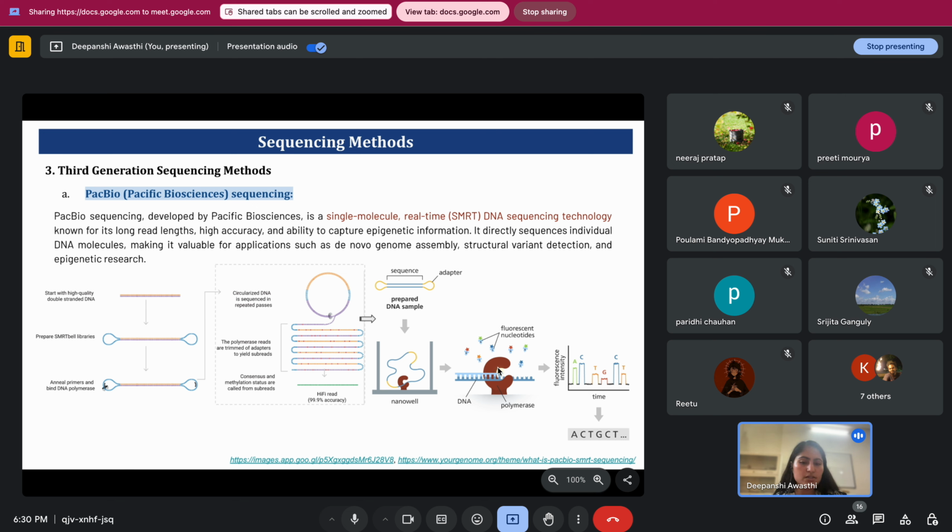Now it will try to synthesize the daughter strand, and it will have the dNTPs which are fluorescently labeled. Whenever it attaches a complementary nucleotide, it will give a fluorescent signal, because when the dNTP binds, it will release that fluorophore and the signal will be captured, and its intensity will be captured, showing which nucleotide is now binding. In this way the sequencing can be done in real time for the entire genome or the entire DNA sequence. So this is the Pacific Biosciences sequencing.